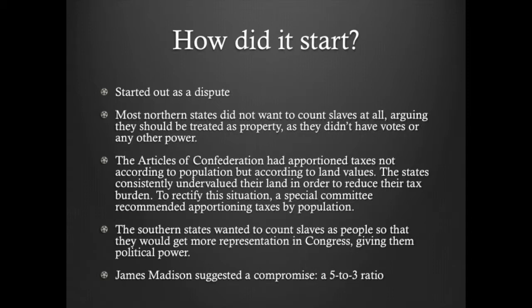The southern states wanted to count slaves as people so that they would get more representation in Congress, giving them more political power. James Madison suggested a compromise. Why not do the 5-to-3 ratio?